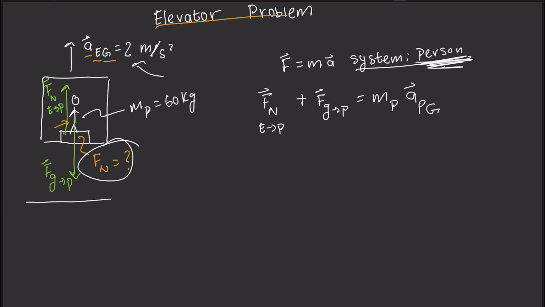Now, in this case, the acceleration of the person relative to the ground is the same as the acceleration of the elevator relative to the ground. So we'll write that down on the next line. But now we need to get rid of the vectors. So we need to convert our entire equation into scalars. And to do that, we need to have a coordinate system.